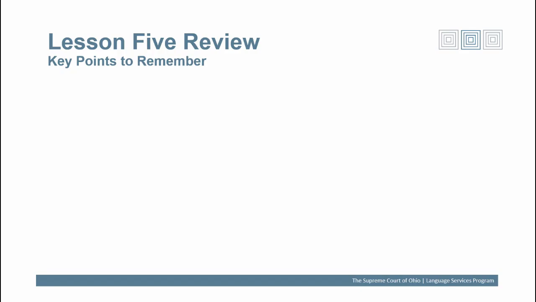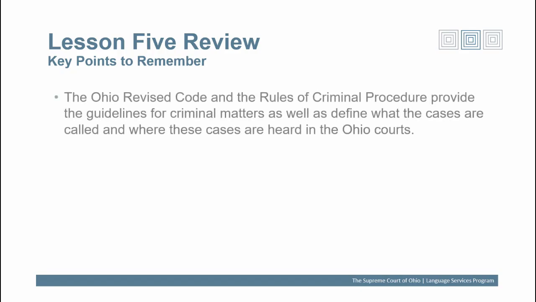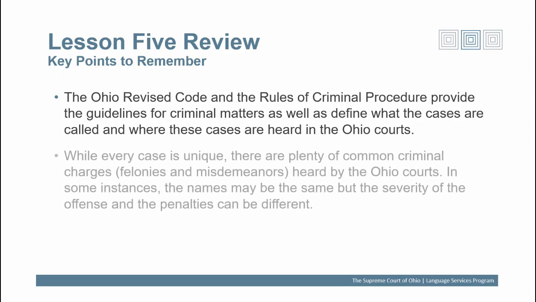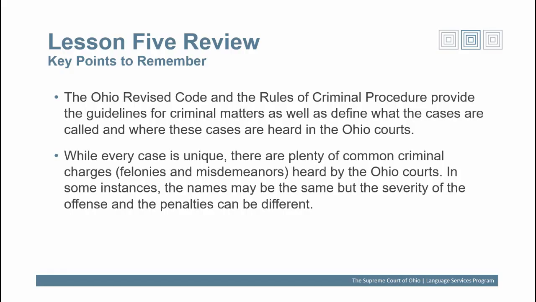In Lesson 5, the key points to remember are that the Ohio Revised Code and the Rules of Criminal Procedure provide the guidelines for criminal matters, as well as define what the cases are called and where these cases are heard in the Ohio courts. While every case is unique, there are plenty of common criminal charges, felonies and misdemeanors, that are heard in the Ohio courts. In some instances, the names may be the same, but the severity of the offense and the penalties can be different.